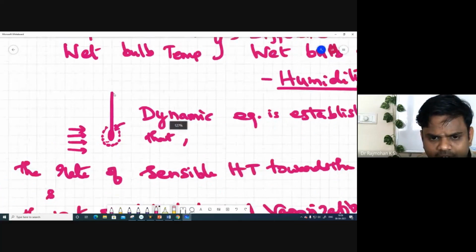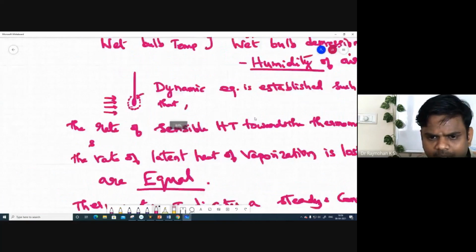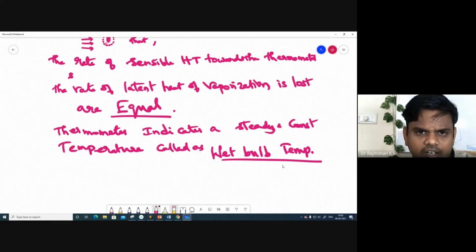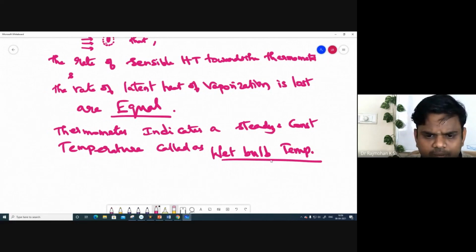That is the basis for our concept of wet bulb thermometry. That's why we define the term wet bulb temperature. So obviously this wet bulb temperature will be less than the dry bulb temperature. Always the wet bulb temperature will be less than the dry bulb temperature.